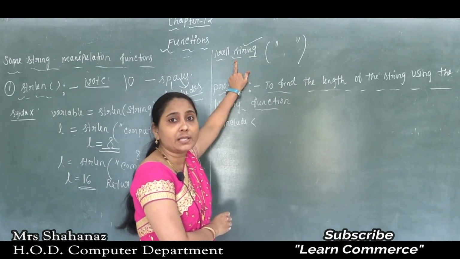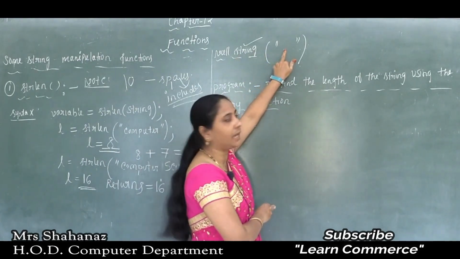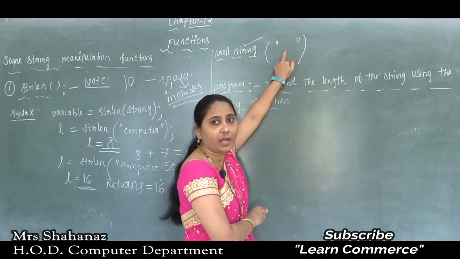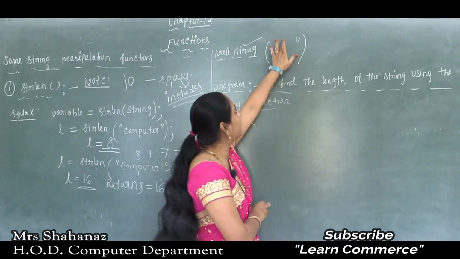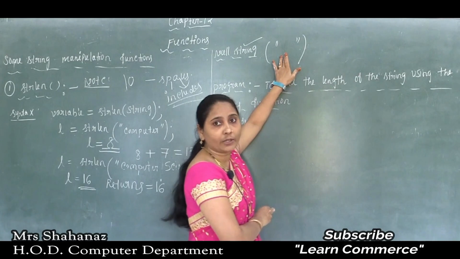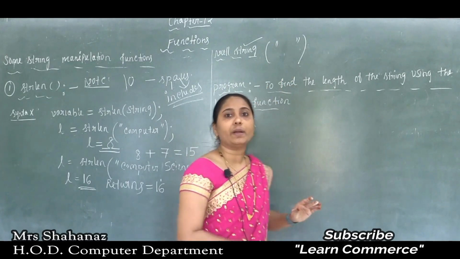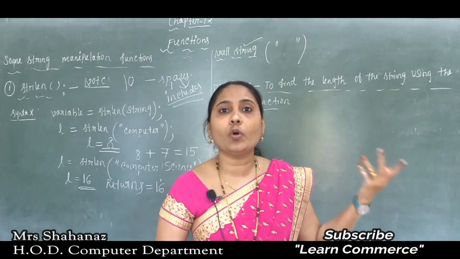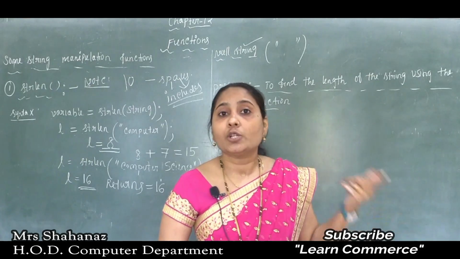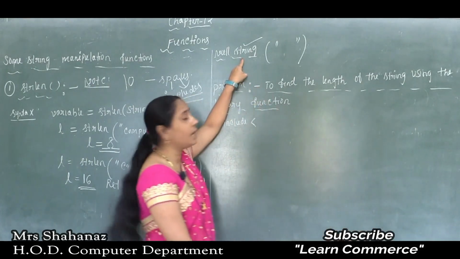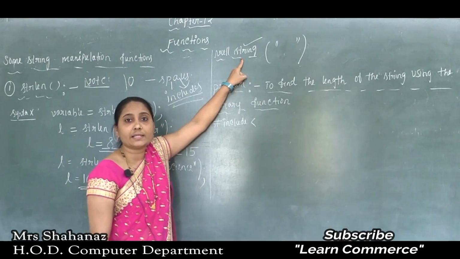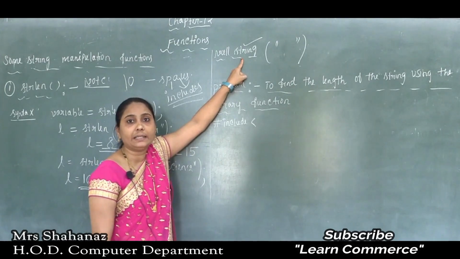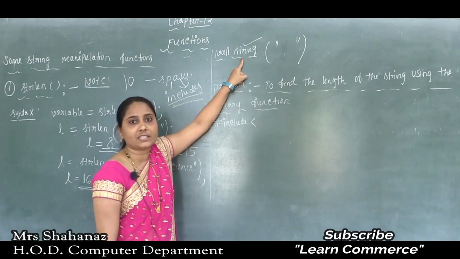Okay, so the null string is an empty string. That means an opening double quotation and a closing double quotation, but nothing is there inside or in between the double quotation marks. That means no size, no character. So this is called the null string. The null string is an empty string that contains only a null character within it.